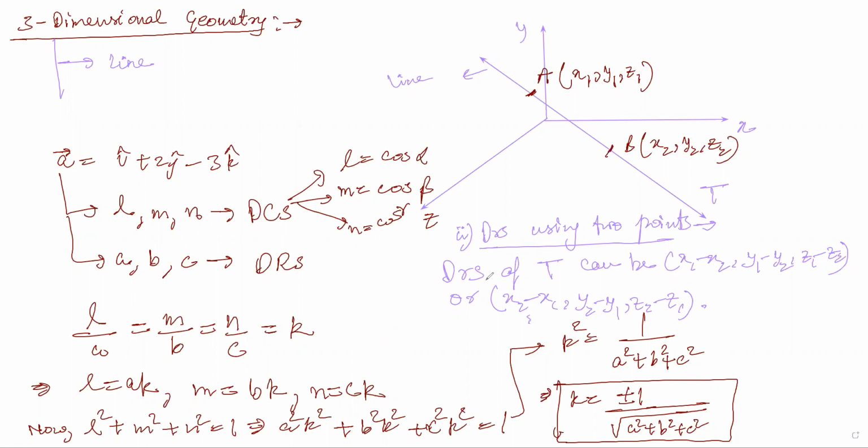Solve question number two, exercise 11.1, page 467. Question number two: find the direction cosines of a line which makes equal angles with the coordinate axes.